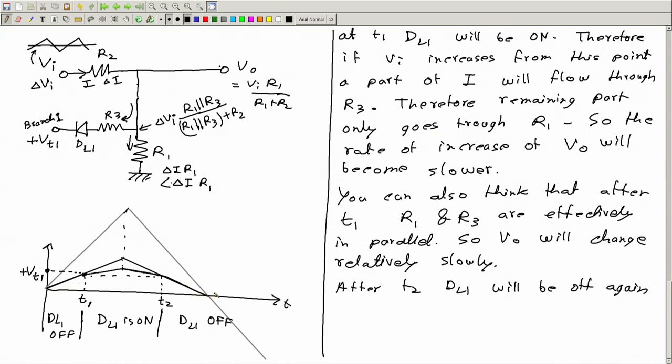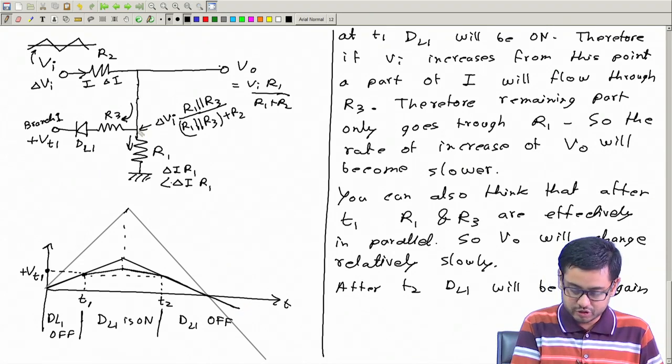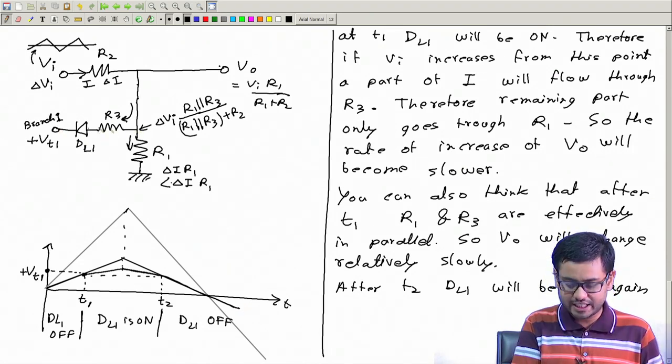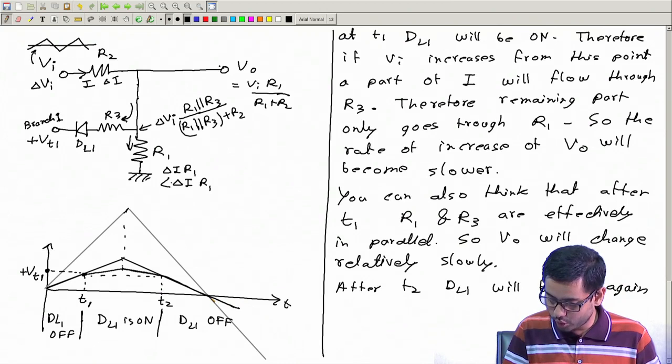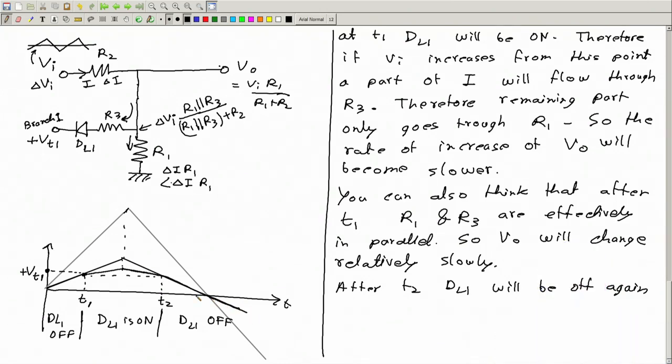Okay. And then, what will happen after this? This will continue like this, because even if the voltage goes below 0, negative, so this is negative, this is positive, this branch is always off. So this has no effect at all. So on this side it will go following this higher slope.